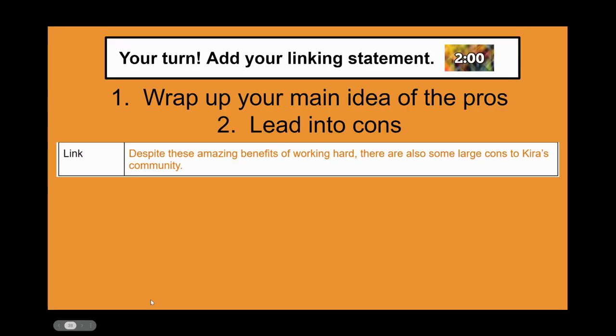It is your turn to add your linking statement. Make sure that you wrap up the main ideas of the pros and lead into the cons. Push pause and come back when you're done.